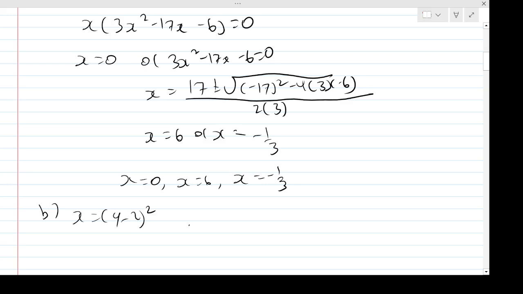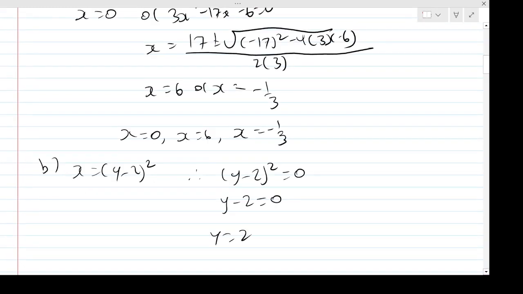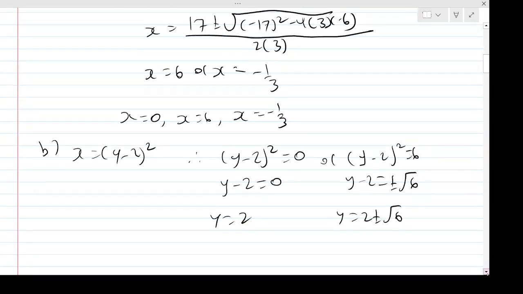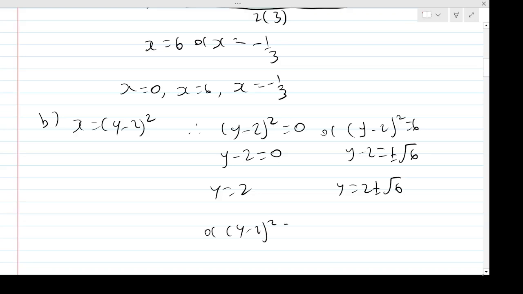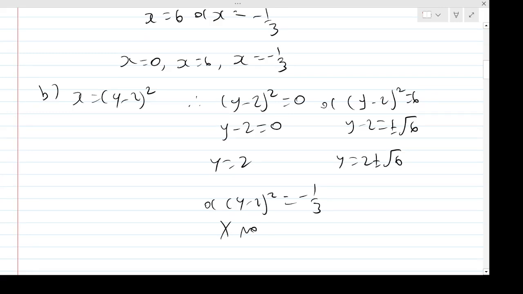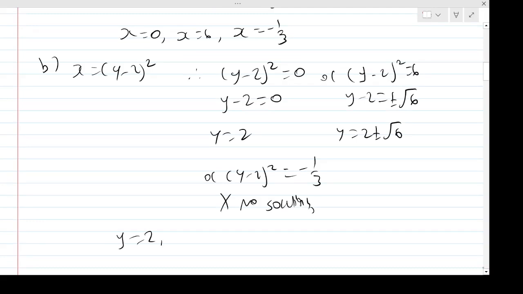So then if I have these three roots for x, and if x is equal to (y minus 2) squared, therefore (y minus 2) squared is either going to be 0, and so y minus 2 is 0, so y is 2, or (y minus 2) squared is going to be 6. So y minus 2 is plus or minus root 6. So y is 2 plus or minus root 6. Or (y minus 2) squared is equal to minus 3. But that has no solutions as we can't square root a negative. So overall, we have y to be 2, or 2 plus root 6, or 2 minus root 6, and there we are.